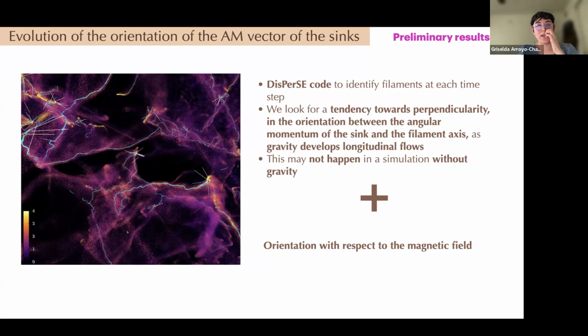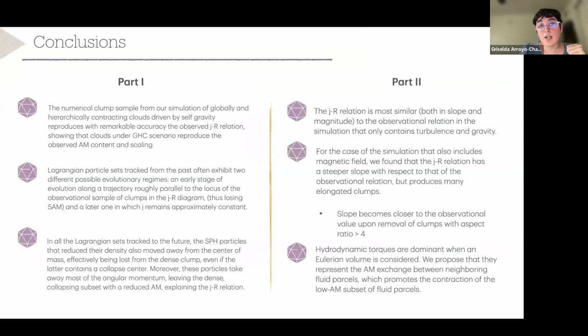Of course, now that I have new simulations with magnetic fields, we can also test the orientation of these outflows or angular momentum with respect to the filament and with respect to the magnetic fields. So I leave you here, I'll make my conclusions for both parts, and I can take questions. Thank you.